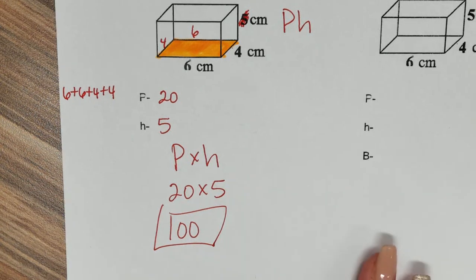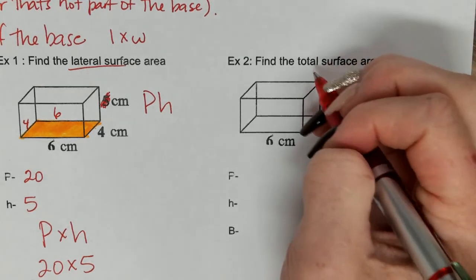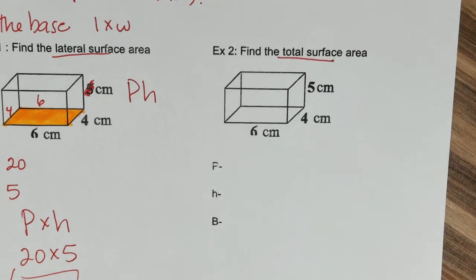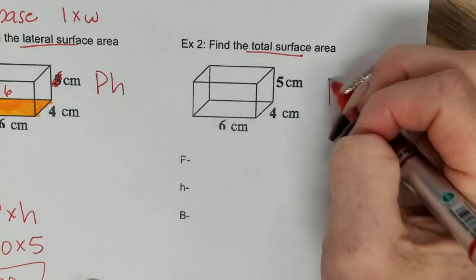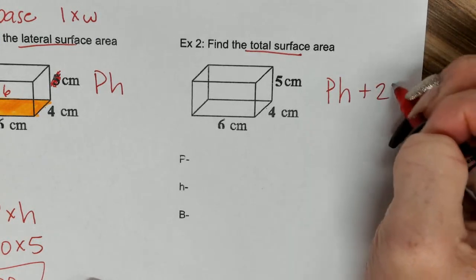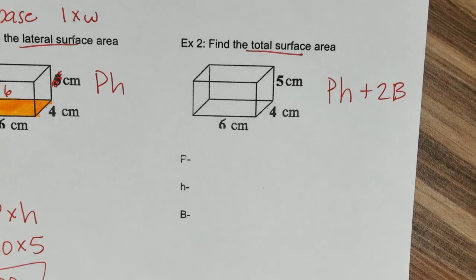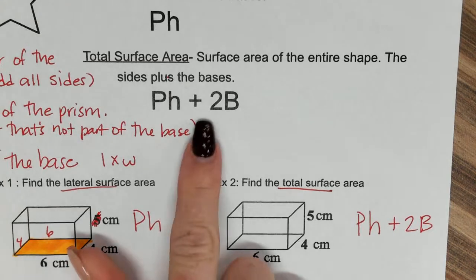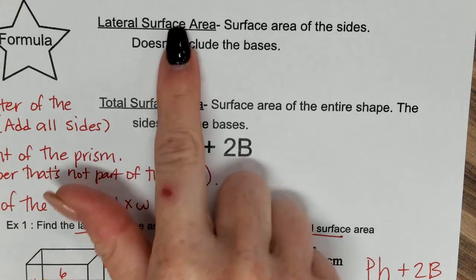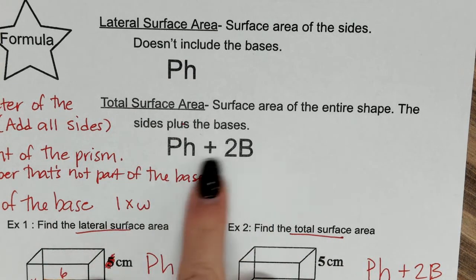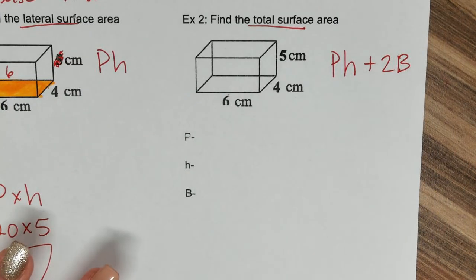All right, next one. What does this one want us to find? The total. So write the formula down right here. Capital PH plus 2 capital B. Again, where did I get those formulas from? Right up here. It says total, and that's the formula that I follow. All right, identify the base by shading it in.